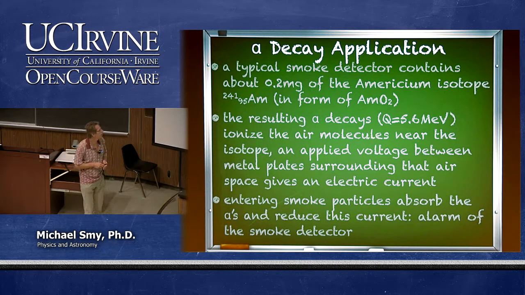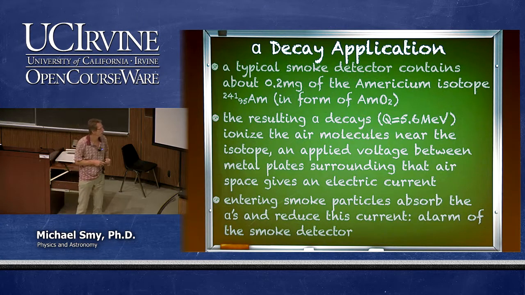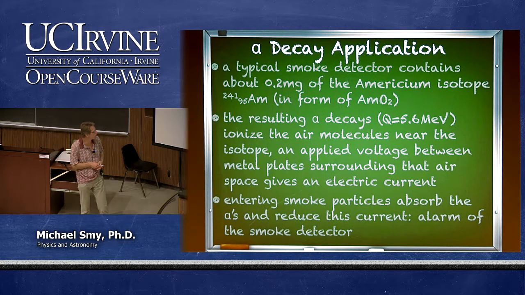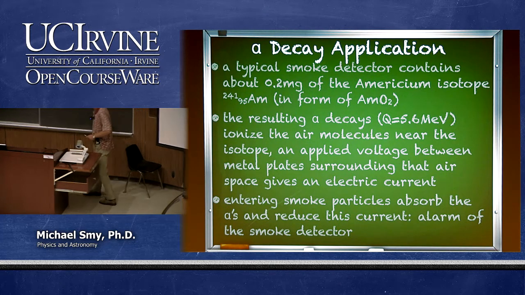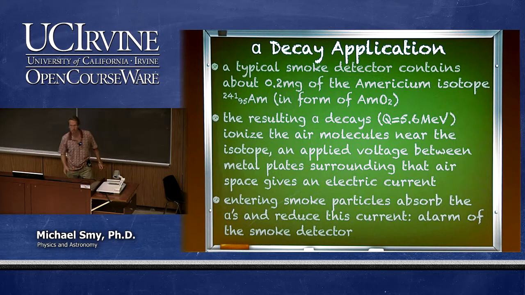And if you then have entering smoke particles in that air volume, then the smoke particles will tend to absorb the alpha particles, and that reduces the ionizing property. And therefore the current, this leakage current drops, and the smoke detector gives an alarm. It also works very well with little droplets of oil, in particular hot pepper oil, because I set off my own smoke detector that way plenty of times.